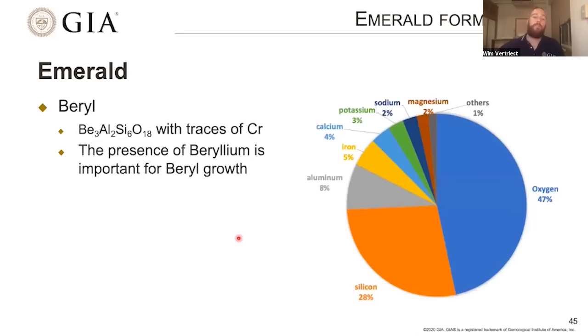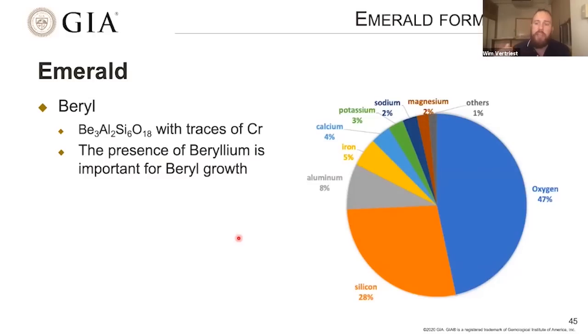Now let's move to the next gemstone, beryl, and we're going to mainly focus on the variety emerald, because that's the most interesting gemology-wise, but also geology-wise. So emerald, it's a beryl. The beryl formula, we can see it here. It has beryllium, aluminum, silicon, oxygen. And it has chromium, vanadium, but we'll just discuss chromium here to give it that green color.